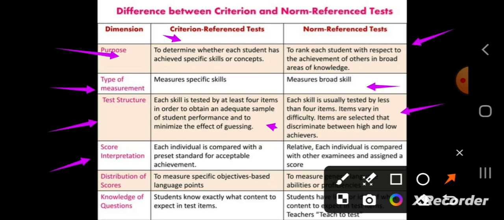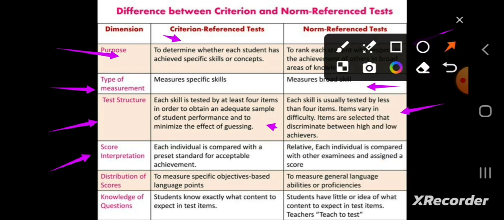Score interpretation. Criterion reference test scores are compared to a fixed standard or criteria. A student's performance is evaluated based on how well they meet specific criteria, such as scoring 80% or higher to demonstrate proficiency. Everyone could theoretically achieve a high score if all met the standard. NRT: scores are interpreted relative to the performance of other students. A student's score depends on how others have performed and they are ranked accordingly.